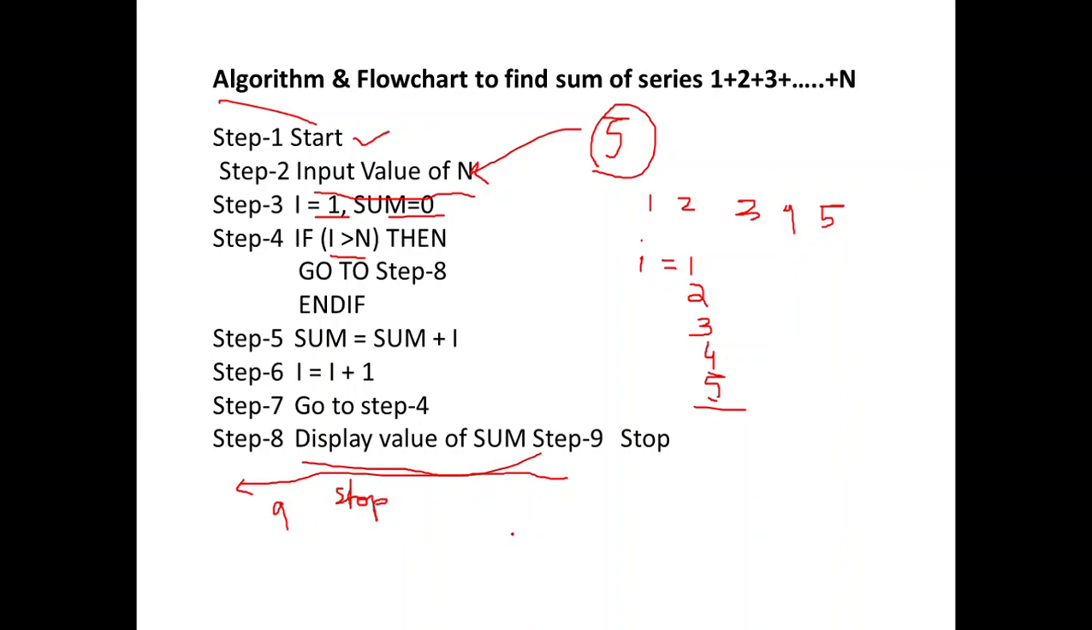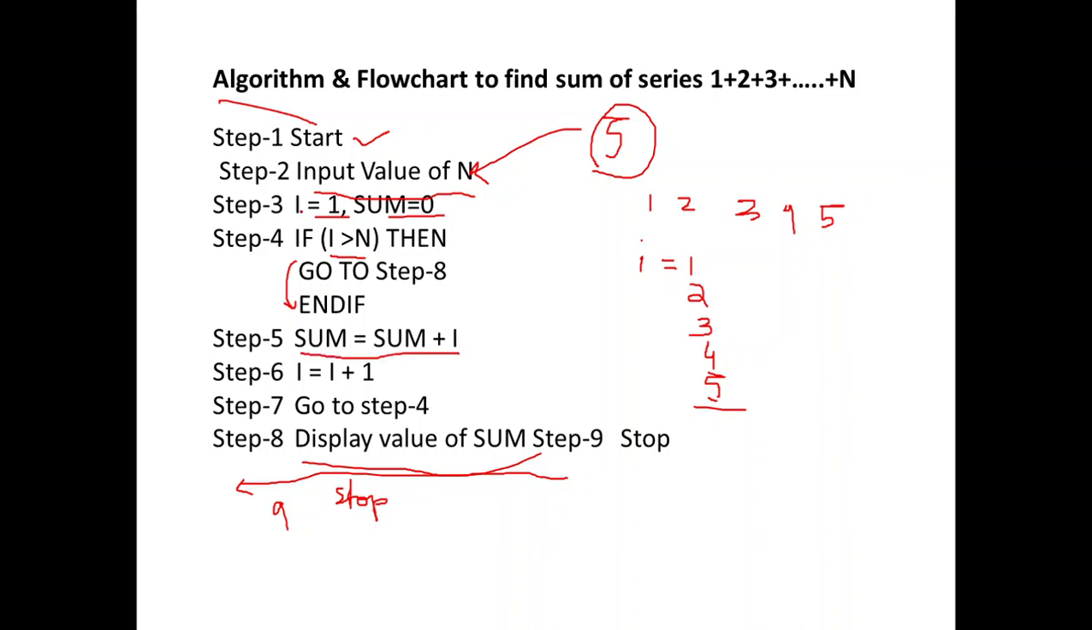Okay, so here comes the condition, I is greater than n. First of all, the I value is 1. Is 1 greater than 5, our limit? No, right? So then this step will be executed. 1 is not greater than n, therefore we should not go to step 8, but we have to go to step 5.